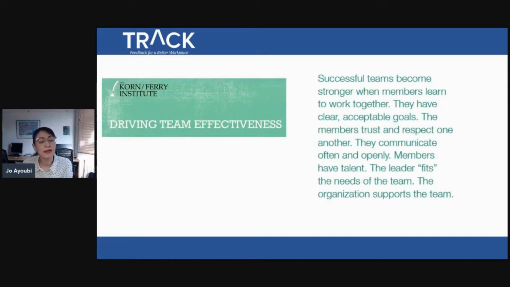And interestingly, I thought you would be interested in this Korn Ferry report. This is a great report from the Korn Ferry Institute called Driving Team Effectiveness. And I thought you'd like to see this, a brilliant summary of all the things I've just been pointing out about what you get 360 feedback on for a team. So I'll just leave you to have a look at that for a second.